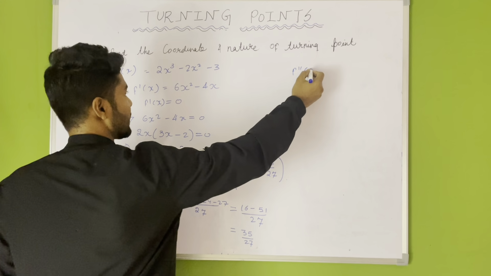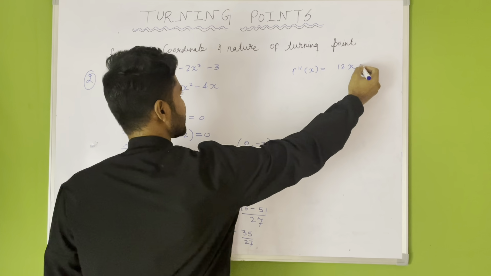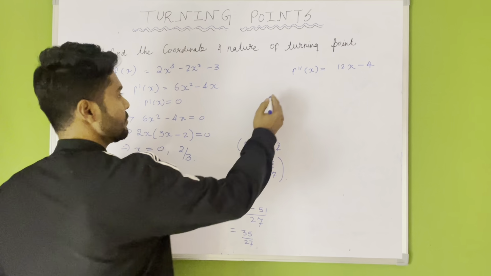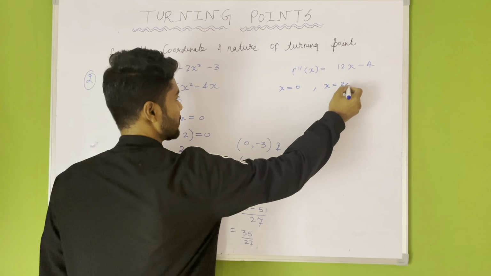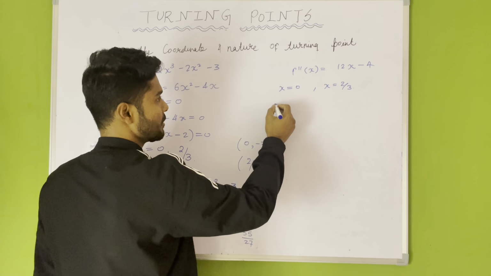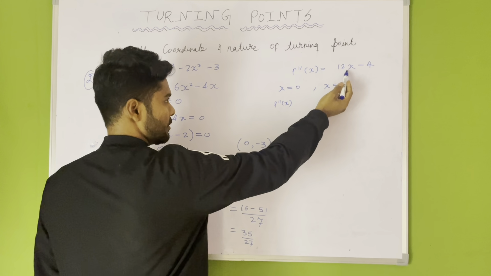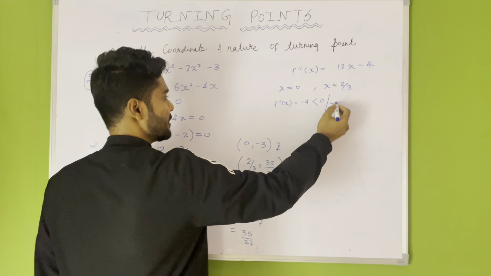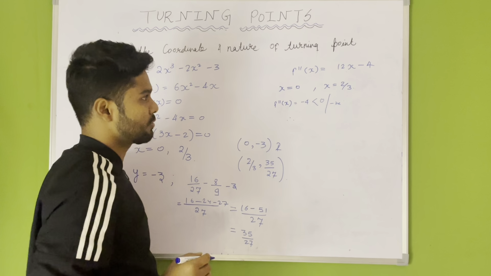So f double dash x is equal to 12x minus 4. Now we have x equals 0 and x equals 2 by 3. Now if I put the value of x equals 0 in this equation, f double dash x, 12 into 0 is 0, minus 4 equals minus 4, which is less than 0 or negative in nature. Therefore this is the point of maximum.